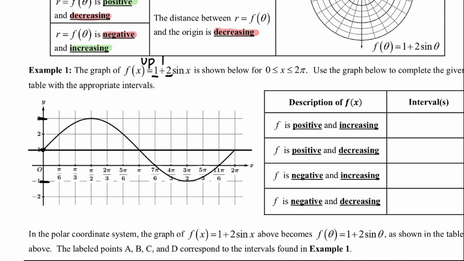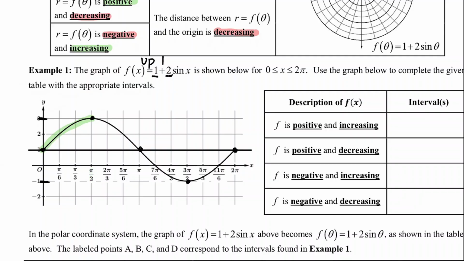Sine starts at 0. It goes up to the maximum, hits my 0 at pi, goes down to my minimum, and then ends at the midline when I get back here. So as I go around my circle, I'm going to start at 0, and all of this is positive until I get to pi over 2.